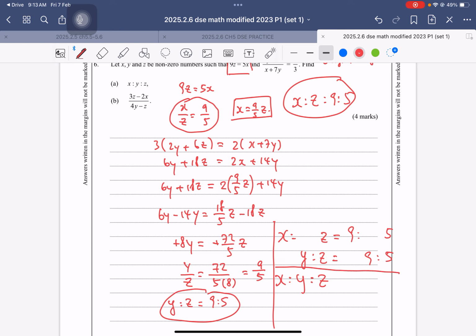So do they have the common number? So 5 and 5 is in common, isn't it? When this is in common, then you can just combine all of the things together. Okay? So now I have 9 to 9 to 5. Is this okay for you?